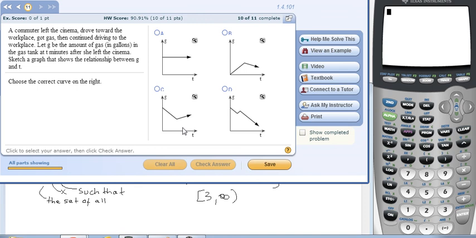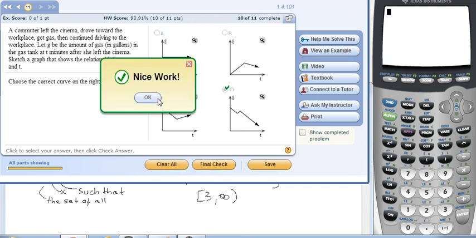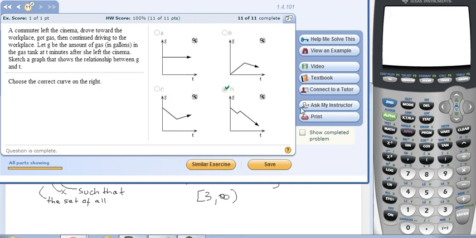Then we get gas. All right, so this little upward part right here is the getting gas part, because our G values are increasing. This one doesn't have that. And then we drive more. We're, again, using gas. So here we're at the cinema. We get to the gas station. We fill up, and we go to work. This one is we're at the cinema, and for some miraculous reason, all of a sudden, we're filling up, and we just keep filling up forever. Okay, so it's D. Nice job.